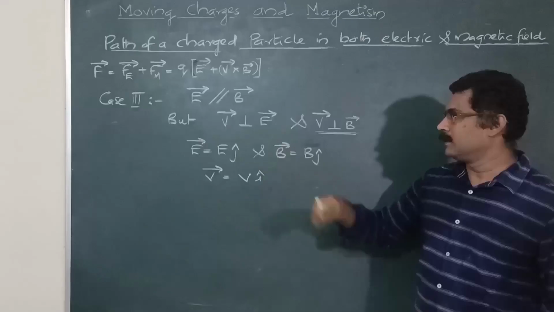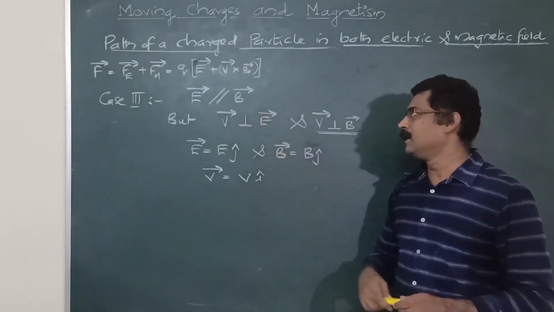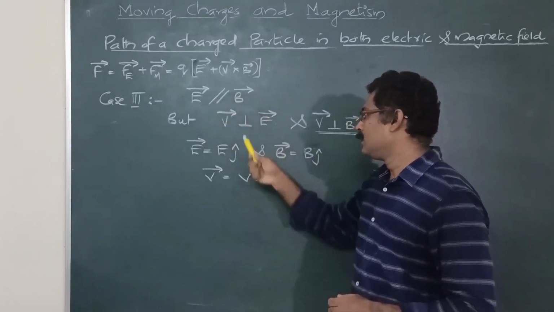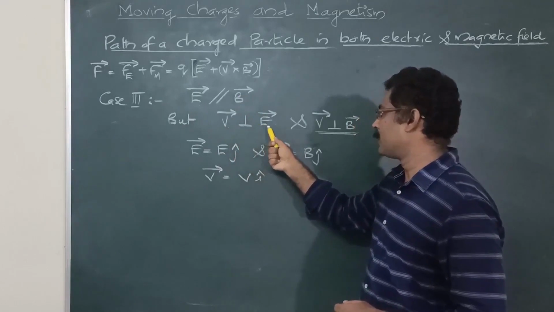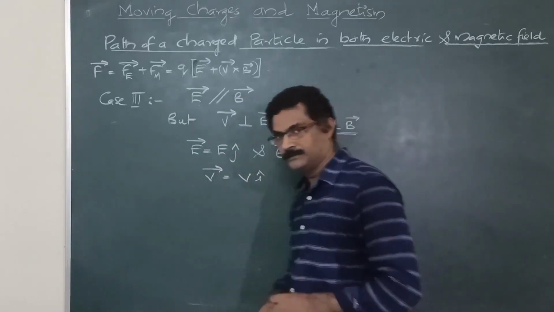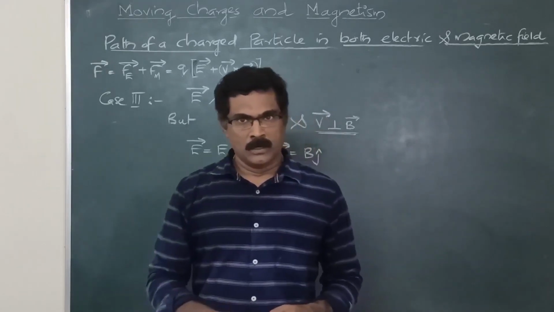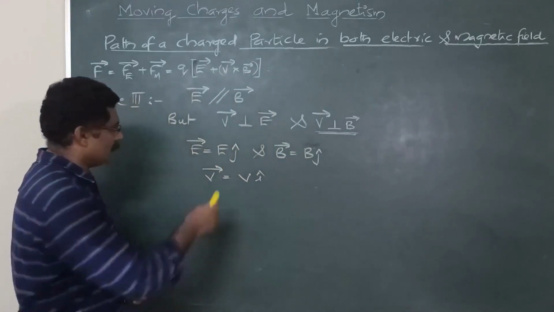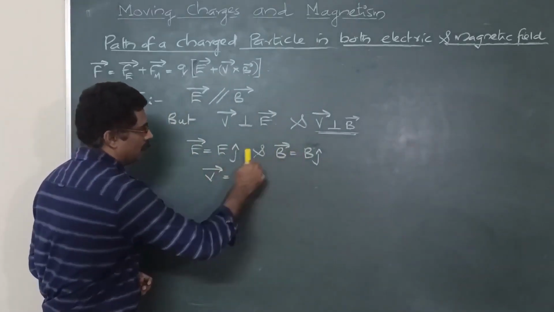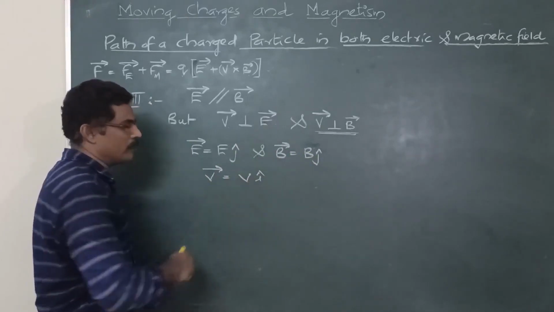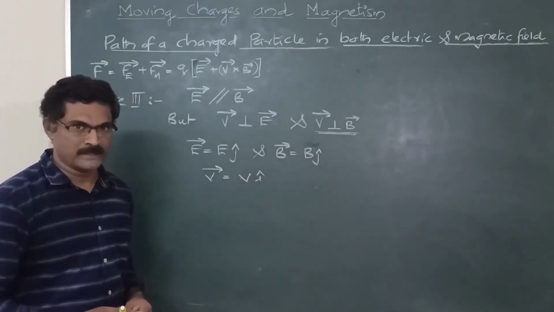Okay, let us discuss case 3. Here the electric field and magnetic field are parallel. The charged particle is moving perpendicular to the electric field and also perpendicular to the magnetic field. Let me explain by using an example. Here the electric field and magnetic field are acting along the positive y direction, and the charged particle is moving along the positive x direction.